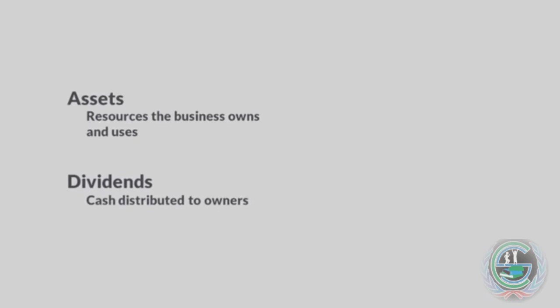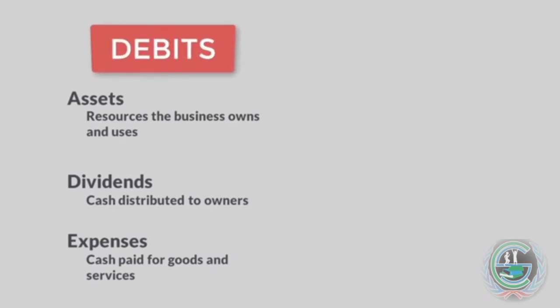Dividends. That's when the company distributes its profit and cash to the owners. And expenses. That's money we pay for goods or services the business purchased. All accounts in this group are debits, which means that their balance will usually be a debit. Therefore, the total of these accounts will increase when they get another debit and will decrease when they get another credit. So account number 1 in our previous example would be in this group.